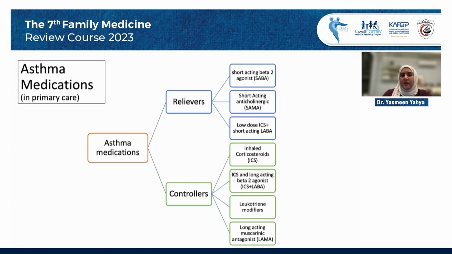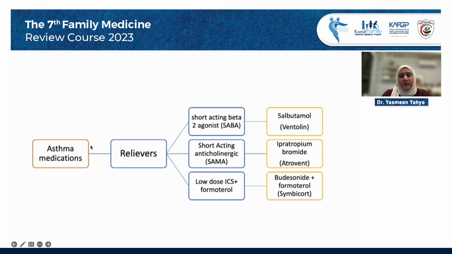Let's now revise the asthma medications that are available in primary care. We can divide them into relievers and controllers. The relievers are the short-acting beta agonists, SABA, and the short-acting anticholinergic, SAMA, and also the low-dose ICS with the fast-acting LABA, which is formoterol. The controllers, I'll just go through them here again. So these are the relievers.